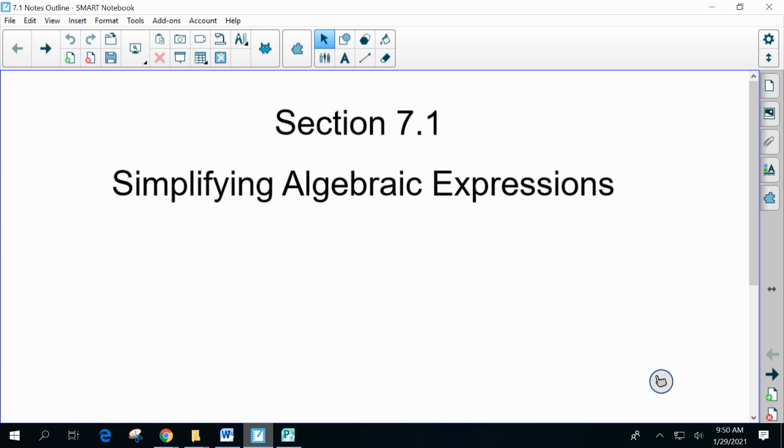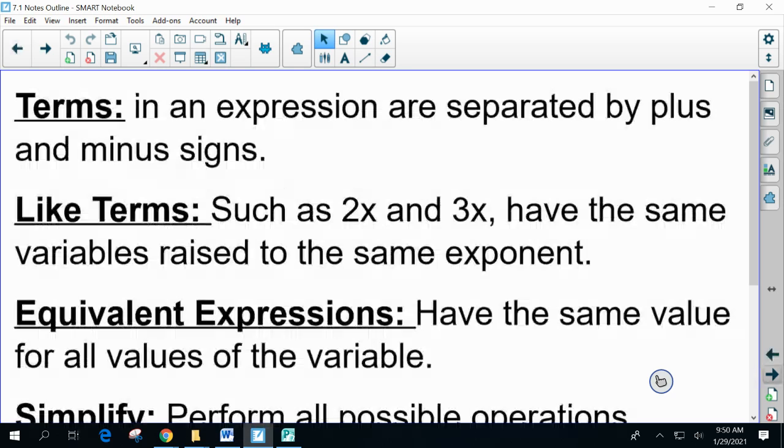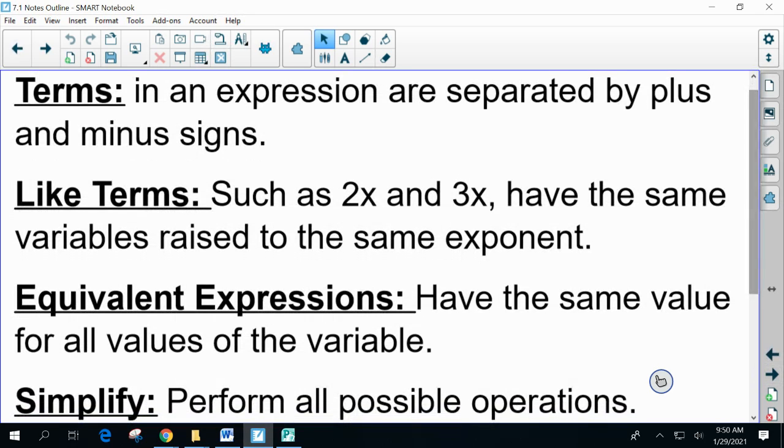All right, section 7.1, simplifying algebraic expressions. Here are vocab words that you'll need to pause your video and write down.